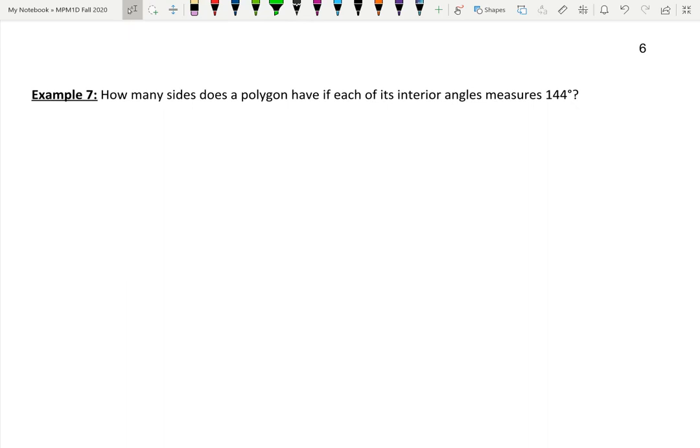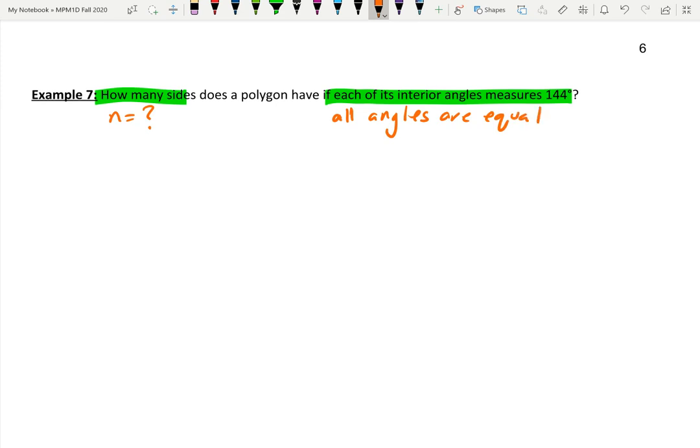Okay, so the last two questions are just a little bit of higher level thinking questions. So let's get to it. How many sides does a polygon have if each of its interior angles measures 144 degrees? How many sides? So we're trying to find n. Okay, and it says that each of the interior angles is equal to 144 degrees. So that means all angles are equal, right? And all angles are 144 degrees.